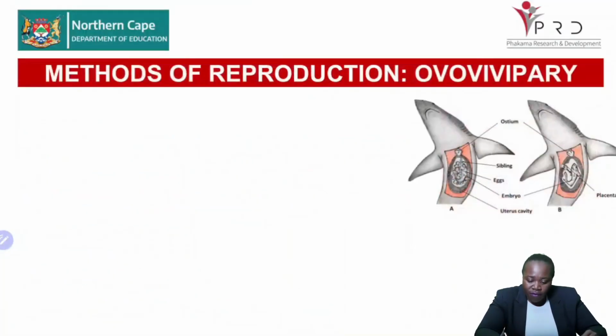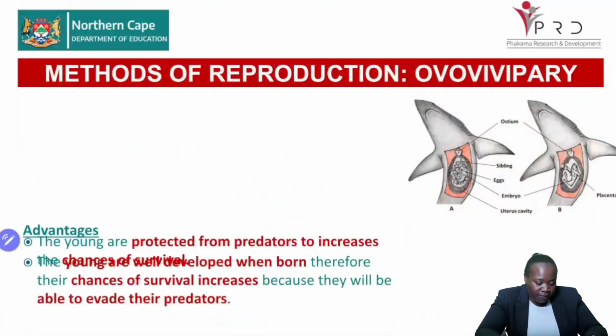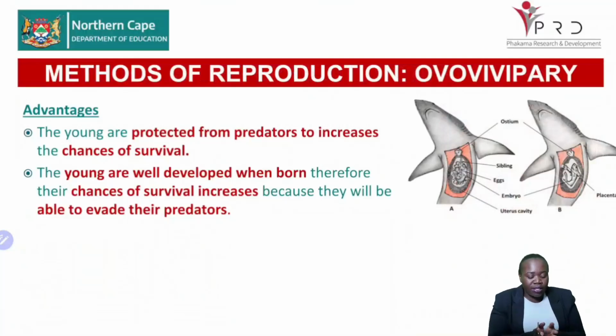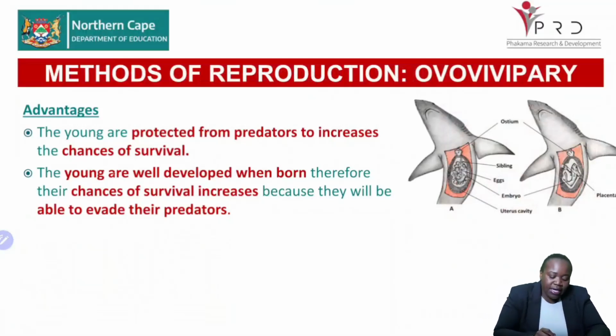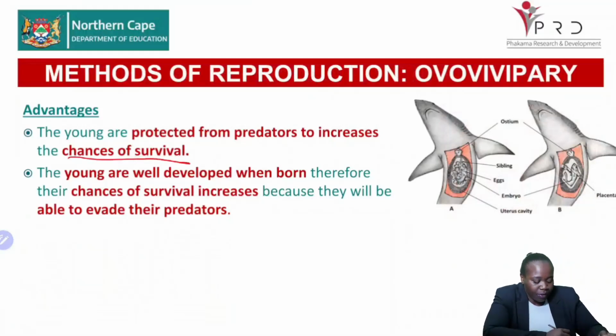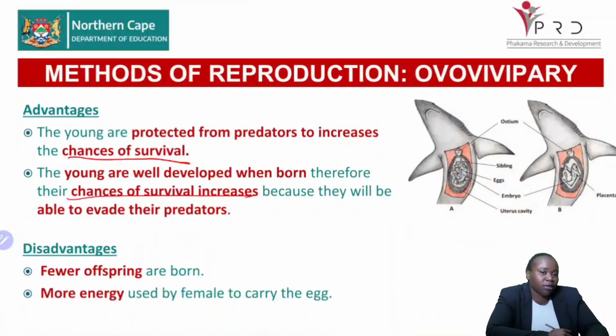And then we have ovoviviparity. With ovoviviparity, as I said, a combination of oviparity and viviparity. Now, how will this be an advantage? Development is taking place inside the mother's body, meaning that the young are protected from predators, meaning that if the young are protected, chances of survival will increase. And then secondly, the young are well developed upon birth, and the chances of survival will then increase because they can take care of themselves. They can avoid these predators once they are born. Less parental care will be required there.